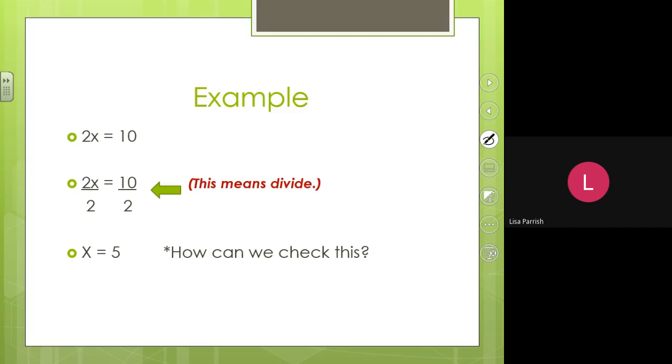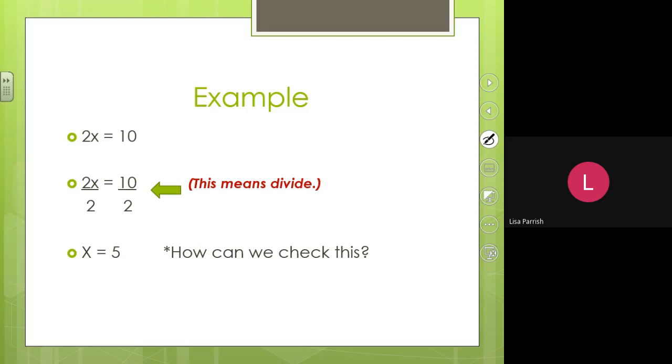So to solve this, just like we said, we're going to do the opposite, which is division. You'll notice in the second part of this example, they have put a 2 underneath both of these parts. Like we said, we want to isolate the variable, get it by itself. So whatever number is with the variable is the number we want to get rid of. In this case, the 2 is with the variable. So that means we're going to have to divide both sides by 2 to solve this problem.